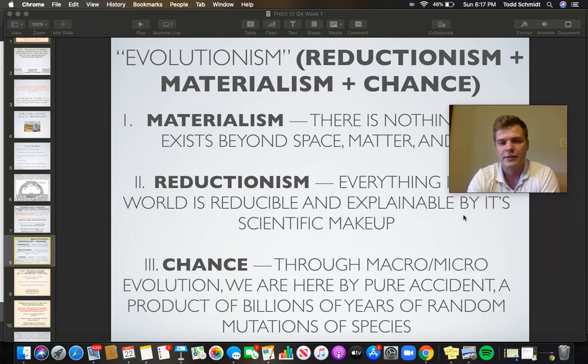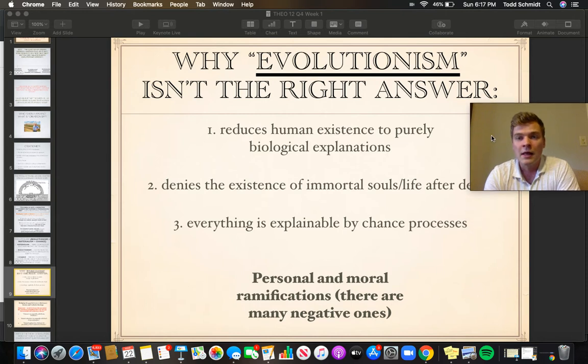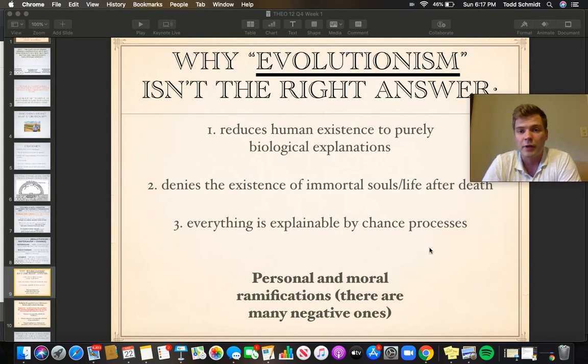And then last, chance. A huge part of debate, and we're going to kind of get into this for class tomorrow, is micro, which is small scale, and macro, which is big scale evolution. We're here just by accident. We're a happy chance occurrence in a universe of infinite possibilities. So what that means is, really, if you think about it, if there's no God behind it all, which is what evolutionism proposes, then everything is explainable by chance processes, and what you do doesn't matter. You don't have a soul. Human existence is purely explainable by biology.